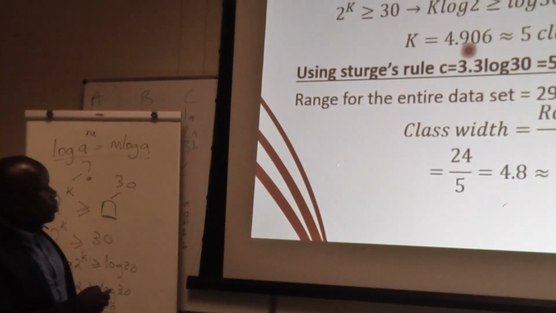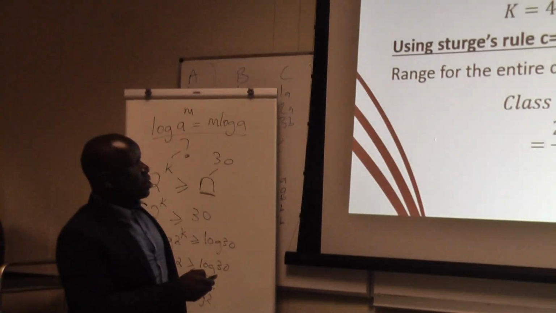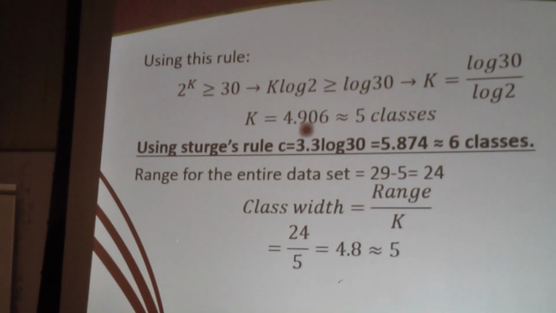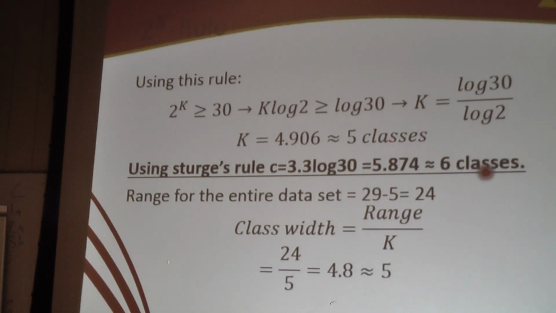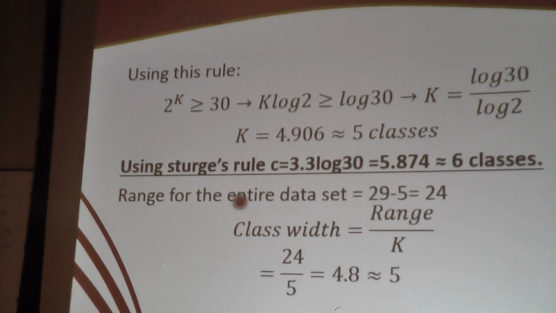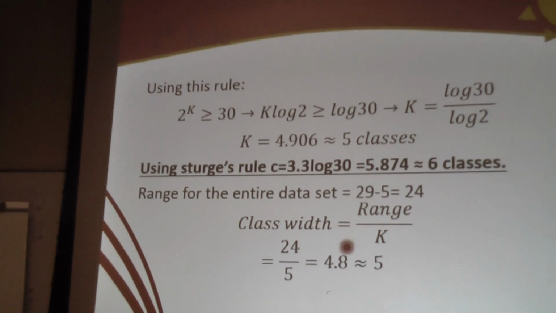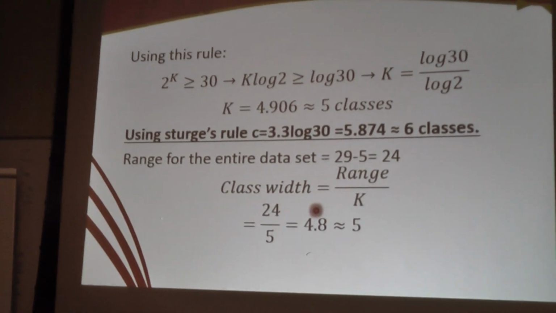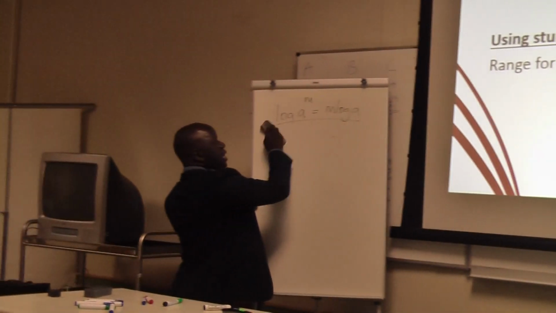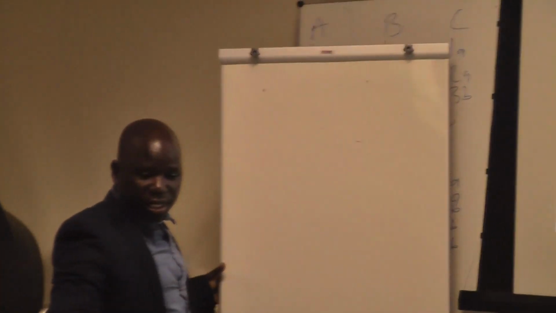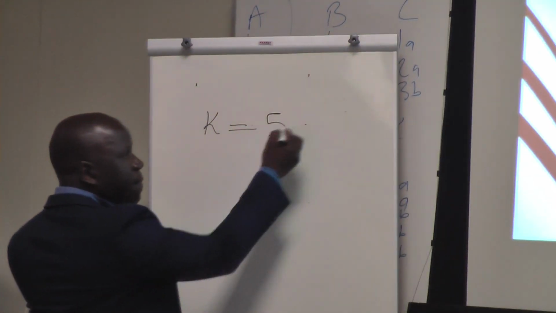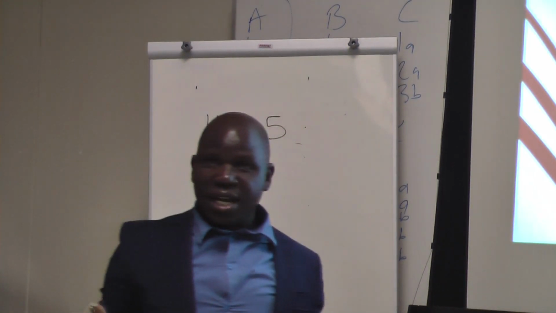Here I've also illustrated that using Sturges' rule, you will get approximately 6 classes. But verify this yourself to see why Sturges' rule is giving you 6 classes. Now, the range for the entire data is equal to 24. So how do you determine the class width? We have managed to determine the number of classes, and using the 2 to the k rule, we are saying we need about 5 classes. But how wide are these classes?